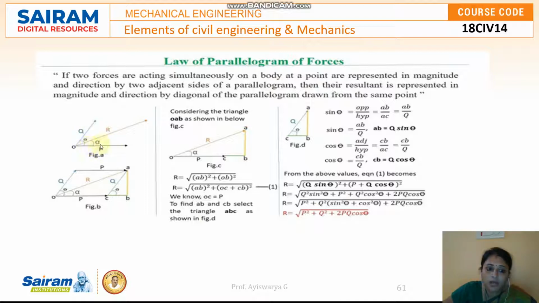See, P in one direction and Q in another, both having magnitude and direction. Then the resultant is represented in magnitude and direction by the diagonal of the parallelogram drawn from the same point. So the resultant is expressed by the same diagonal of the parallelogram. Here you can see two forces and this is the resultant.